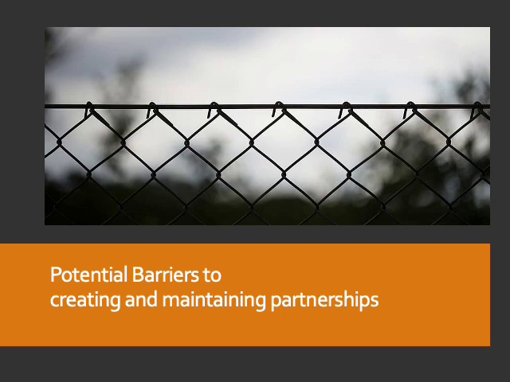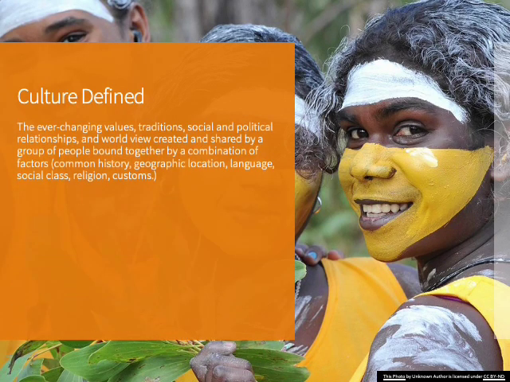So if we look at how culture is defined, it's looking at the ever-changing values, traditions, social and political relationships, and the worldview created and shared by a group of people. So culture is not something that is written down and said, this is what everyone must follow. It's that idea of ever-changing values. So the way that I was educated and grown up, the culture that we talked about and so on, was quite significantly different to the culture that we're seeing in schools now. So we need to be aware that it is constantly changing.